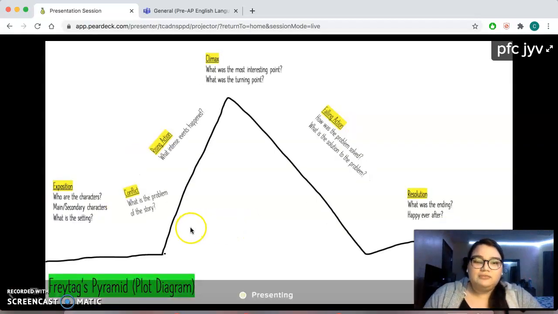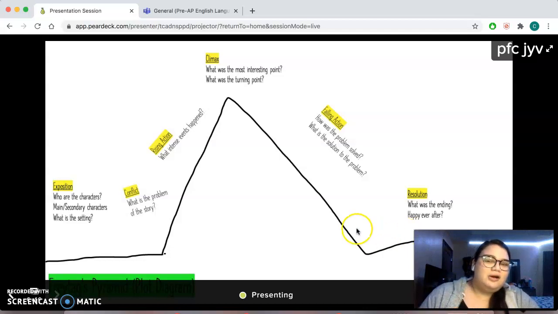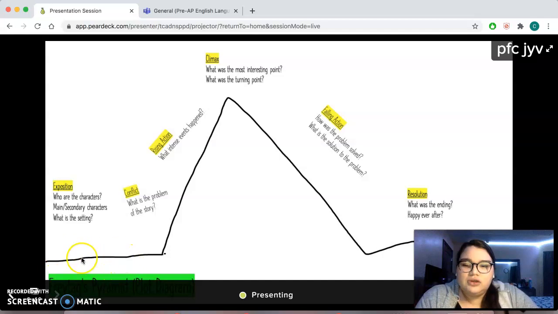And this is kind of what I drew, right? Not my best drawing, but this is something that I would like for you to look at, right? So exposition: who are the characters, main and secondary characters, where's the setting. Conflict: what is the problem of the story. Rising action: what are the intense events happening, what events happened that were super intense, right? Your climax: what are the most interesting points? What was the turning point, right?